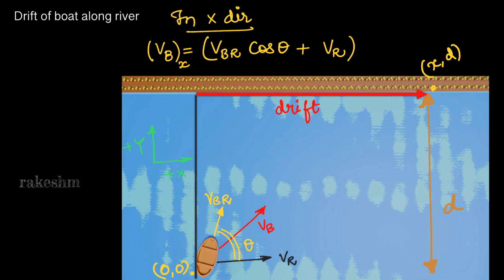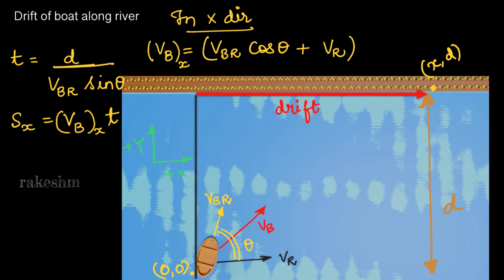So to calculate its displacement along the x-axis, we will just write our equations in x direction. We know the velocity of the boat in x direction is VBR cos theta plus VR. Recall the velocity of the boat, we had this as our x component of velocity. We have calculated the time as d by VBR sin theta. So the displacement of the boat in x direction is VBx into t.